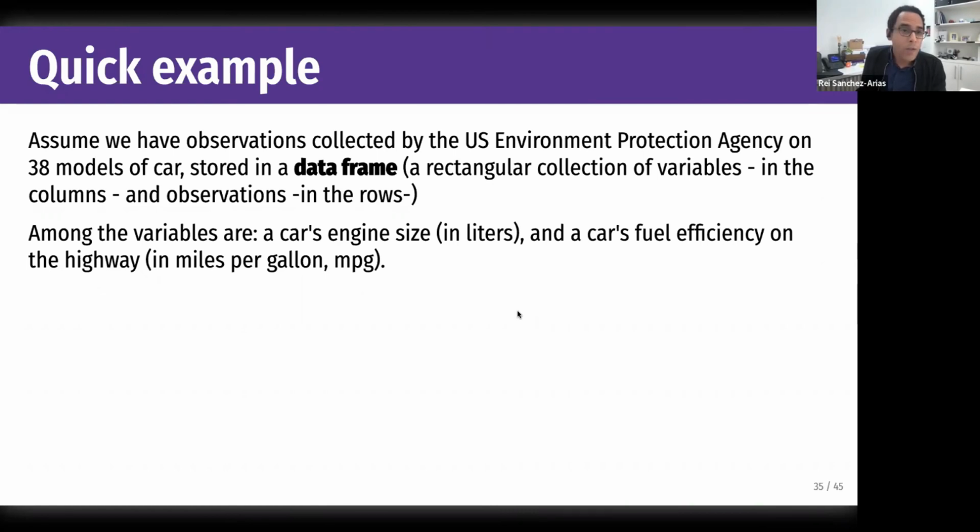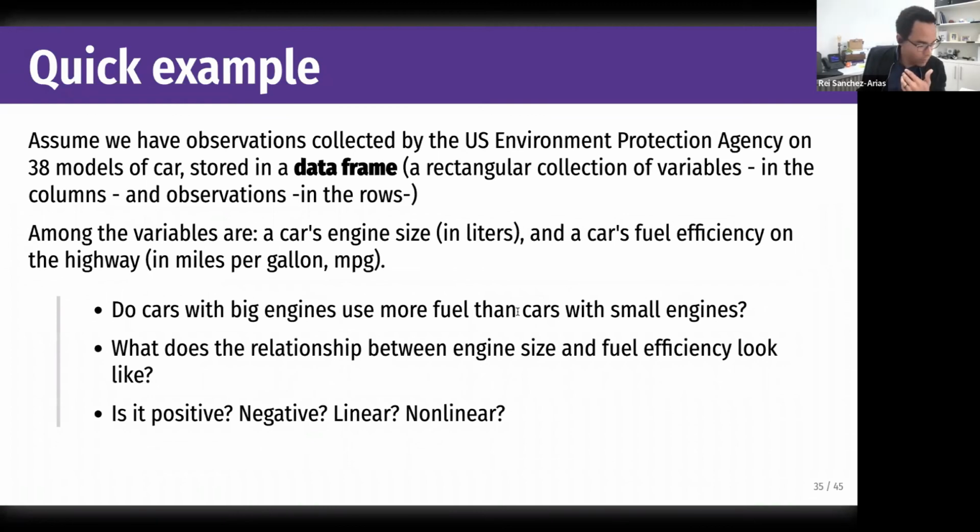So imagine also that among those variables, we have the size of the engine, right? And we also have measures of the car's fuel efficiency on the highway, measured in miles per gallon. So you may have other attributes. Maybe you have the number of cylinders that the car has. Maybe you know the horsepower and other attributes. But at least with these two, you can start formulating some questions, right?